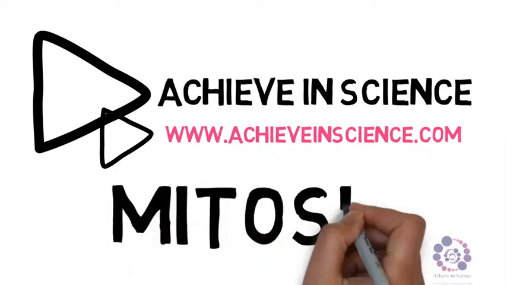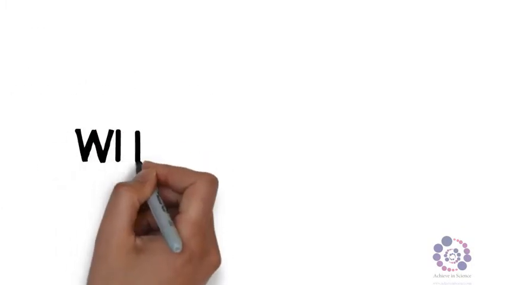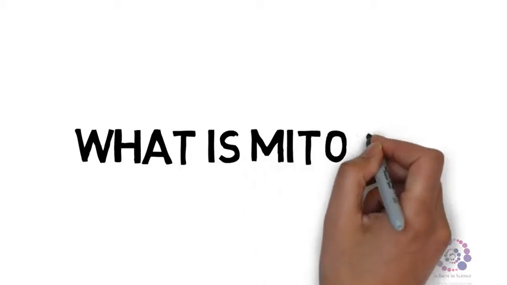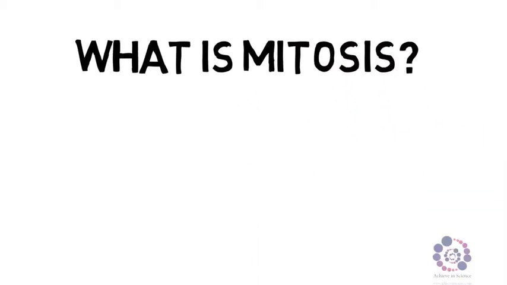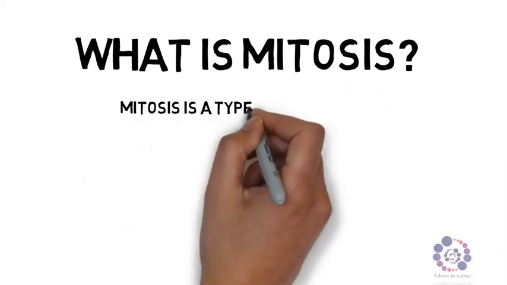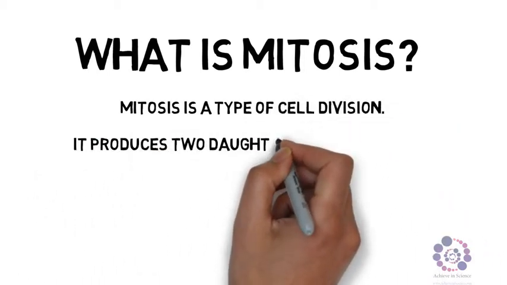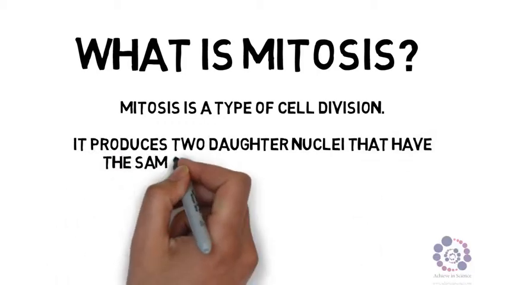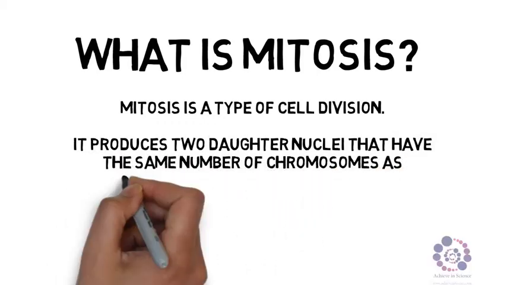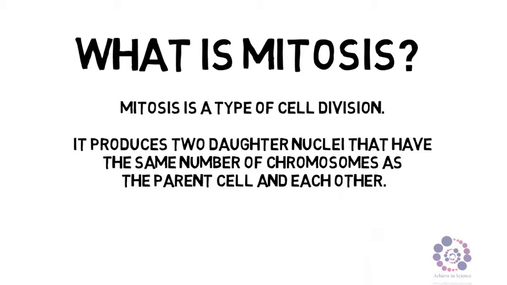This video is going to cover mitosis. What is mitosis? Well, mitosis is a type of cell division required for growth and repair. It produces two daughter cells that have the same number of chromosomes as the parent cell and each other. We need to see this via some diagrams and pictures.